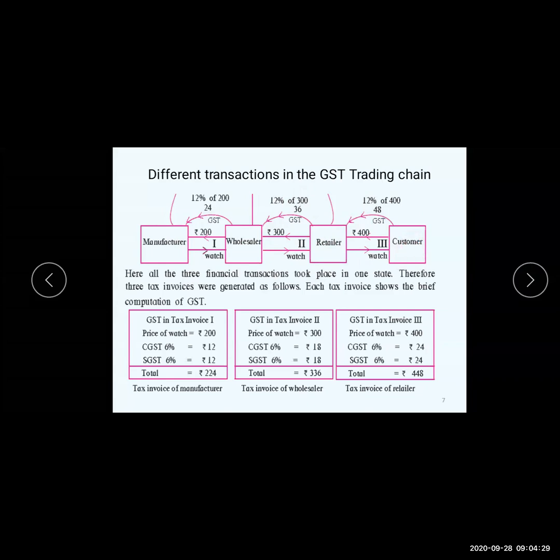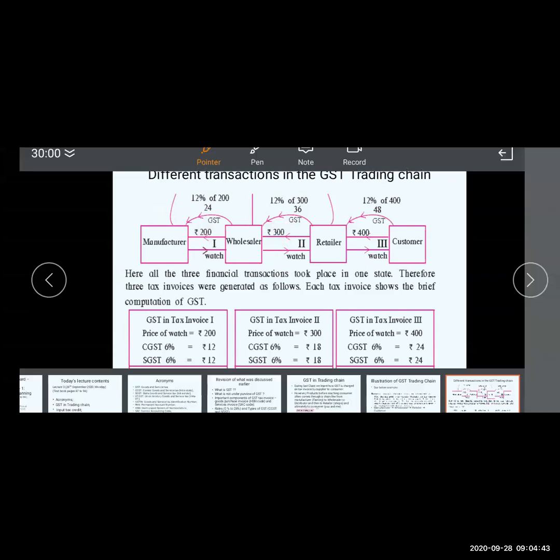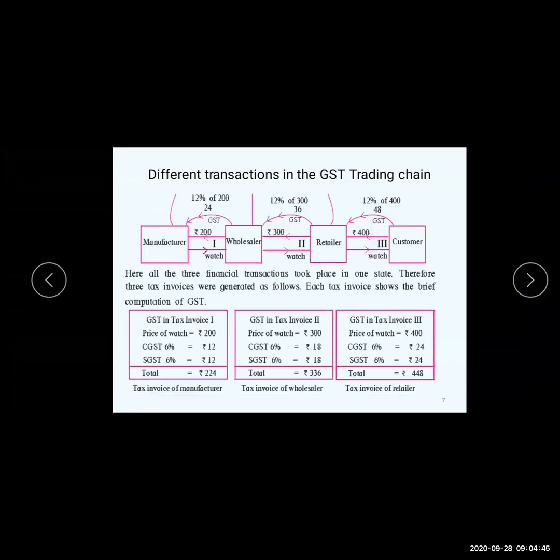But what happens? The rate of GST is the same everywhere. See, 12% here, 12% here, and 12% here. In all three stages, the rate of GST is the same. The amounts are 200, 300, 400. Now see, all three financial transactions took place in one state. All the three transactions are taking place in one state. Therefore, three tax invoices were generated as follows.